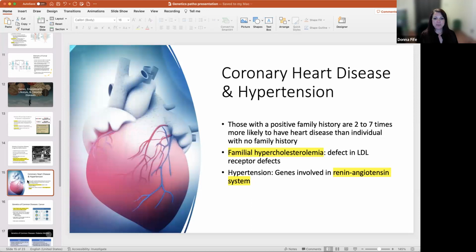Coronary heart disease and hypertension: those with a positive family history are 2 to 7 times more likely to have heart disease than individuals with no family history. So family history is a pretty strong, non-modifiable risk factor for coronary heart disease and hypertension. Familial hypercholesterolemia involves a defect in LDL receptors. And with hypertension, the genes involved in the renin-angiotensin system can contribute to hypertension.